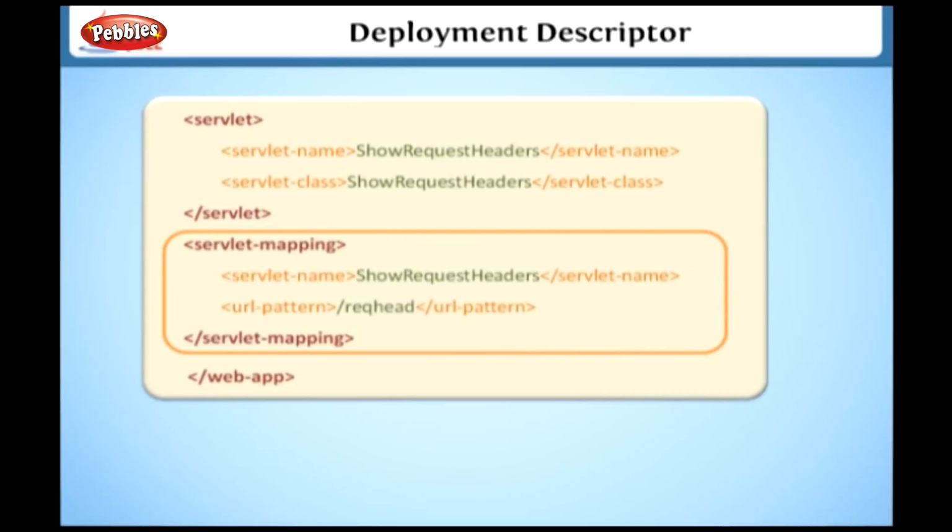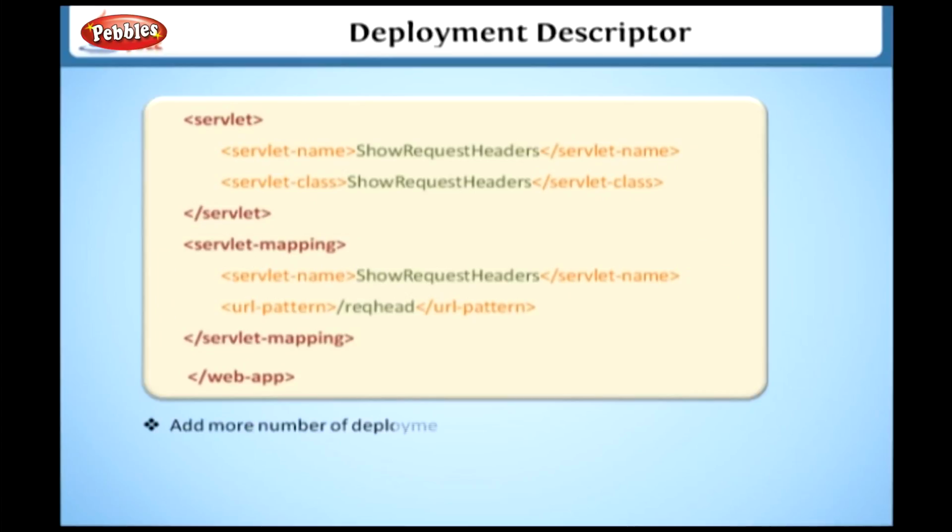Till now we've discussed the deployment descriptor and its elements. We can add more deployment descriptor elements while using EJB in an application. We will discuss those elements later. If you want to know more about the deployment descriptor, refer to these links.